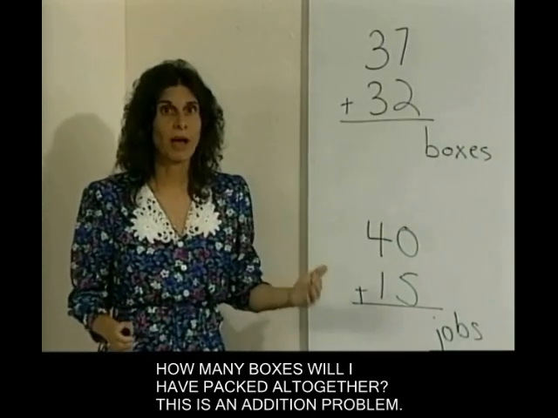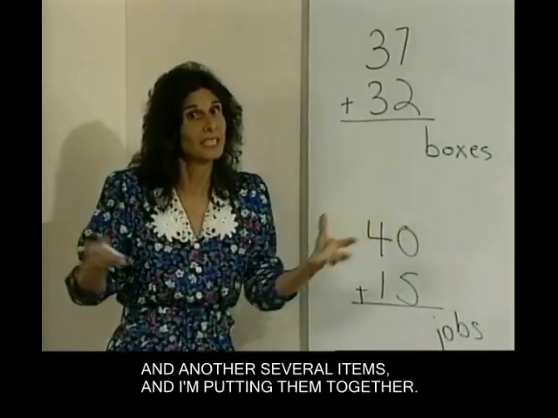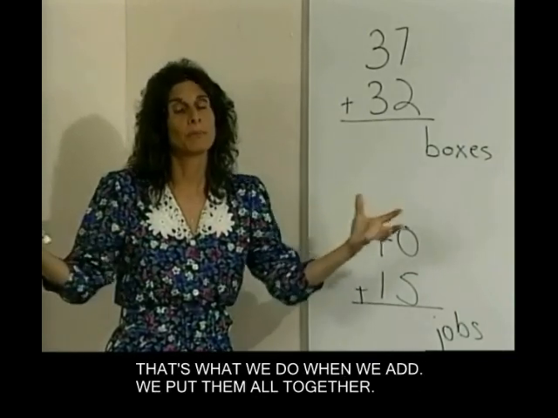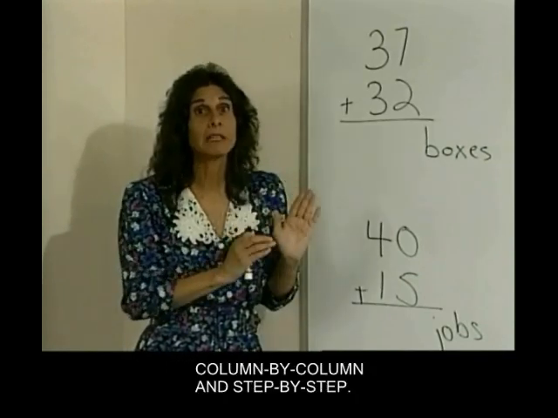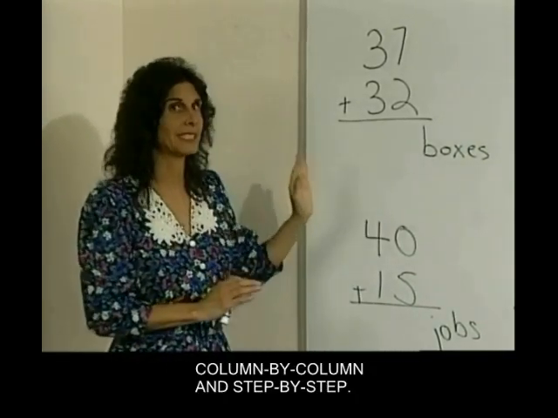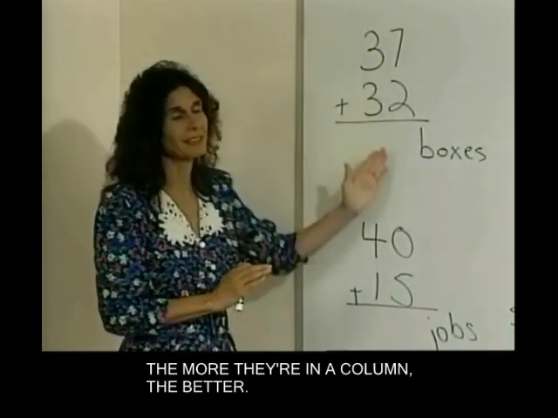This is an addition problem. I'm taking several items, another several items, and I'm putting them together. That's what we do when we add. We put them all together. And so what am I doing? I'm going to be doing it column by column and step by step. Make sure you keep your numbers in a column. The more that they're in the column, the better.